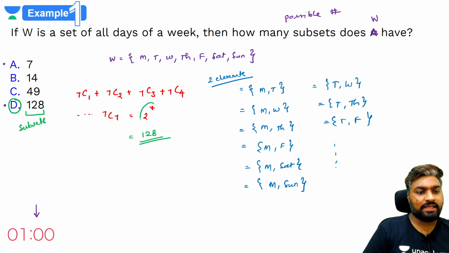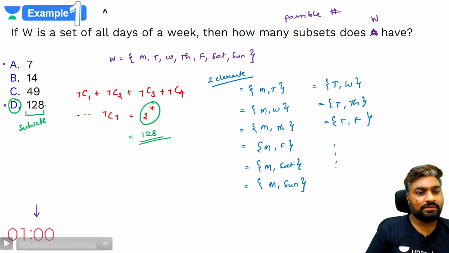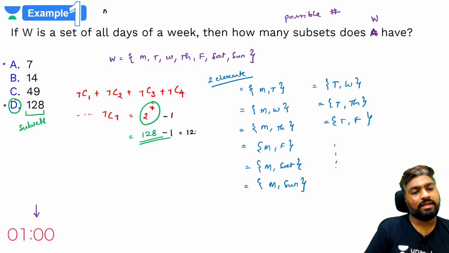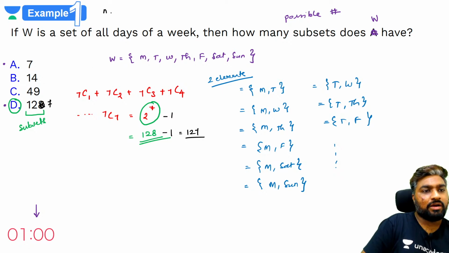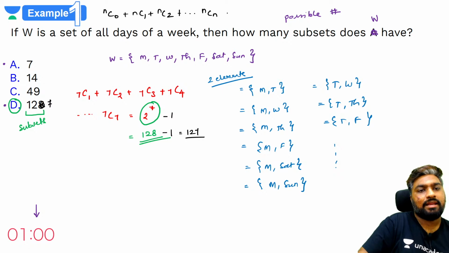Very nice. So this is something that we have learned in permutation and combination. Okay, this answer is actually wrong. It's supposed to be 2 power 7 minus 1, which is 127. 128 is wrong. The answer should be 127 sets, not 128, because we also have NC0. NC0 plus NC1 plus NC2 all the way till NCN is nothing but 2 power n.